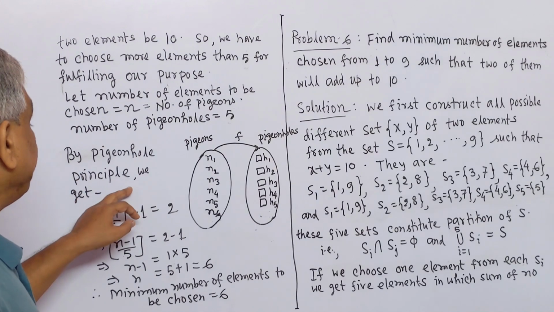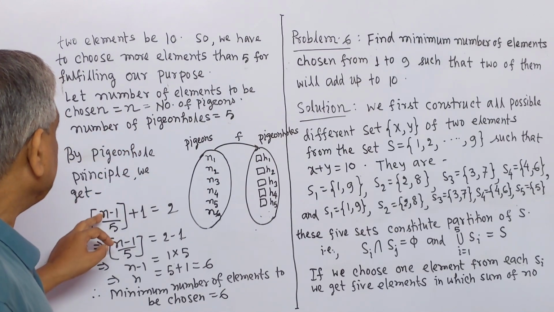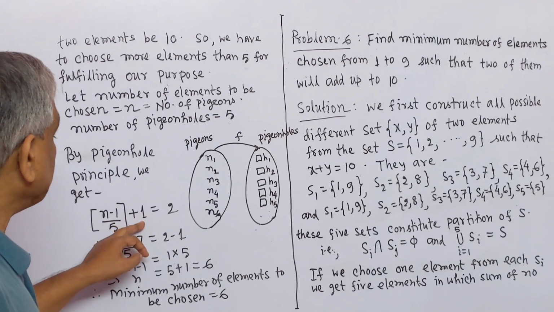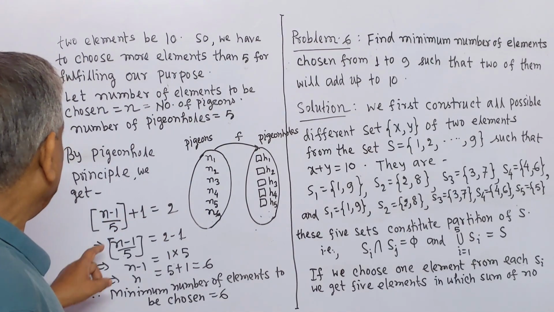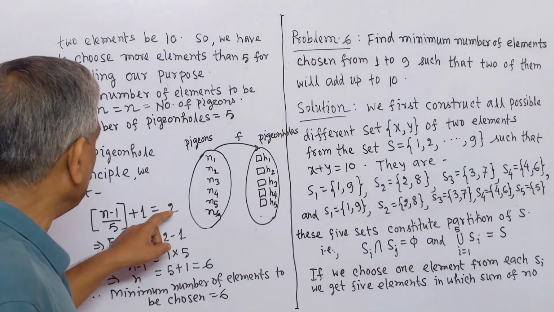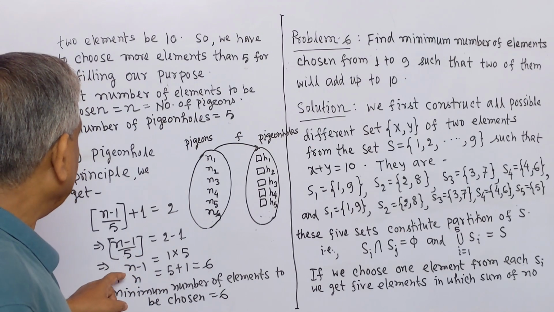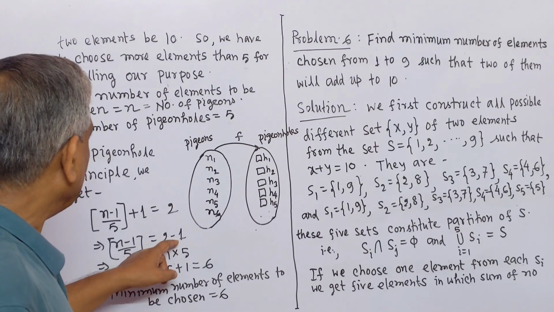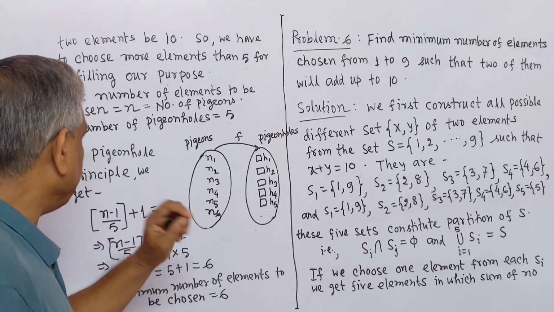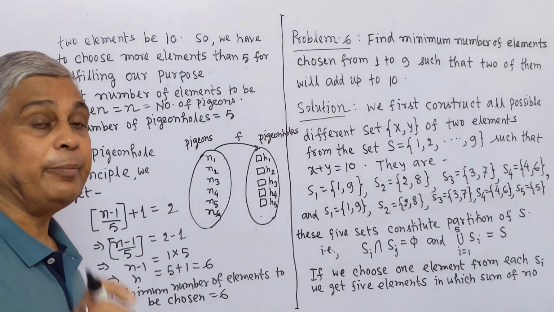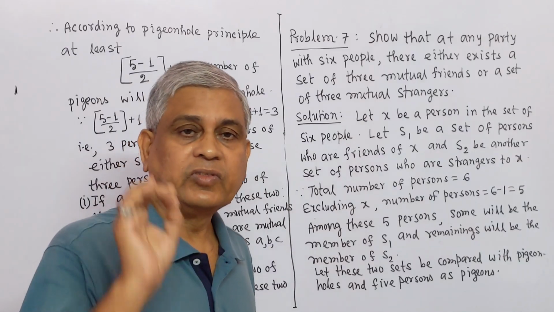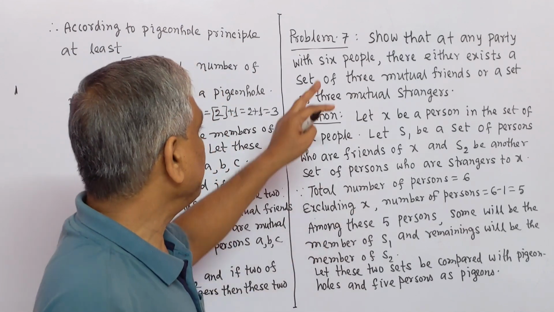By pigeonhole principle, number of pigeons: greatest integer function of (n minus 1) by 5 plus 1 equal to 2 implies that greatest integer function of (n minus 1) by 5 equal to 2 minus 1, and n minus 1 equal to 1 multiply 5, and n equal to 5 plus 1 equal to 6. Therefore, minimum number of elements to be chosen equal to 6. Now, we solve the next problem.